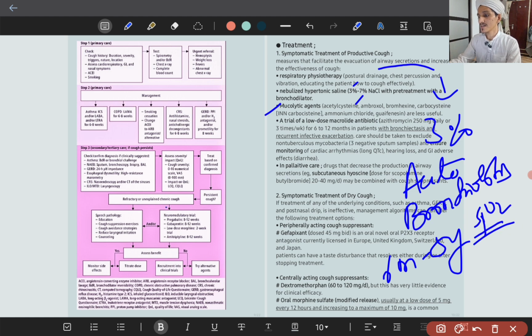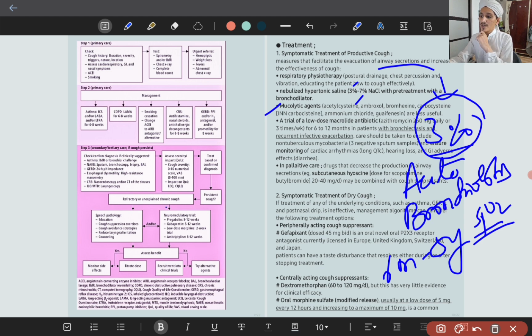In these patients, the best drug according to IAP is 3%. Epinephrine is also not useful, and steroid is also not useful in this way. 3% saline is the drug of choice by nebulization for children having acute bronchiolitis. It has reduced the number of hospitalizations very much by using this 3% NS saline.